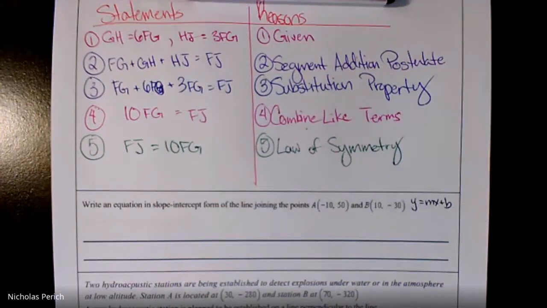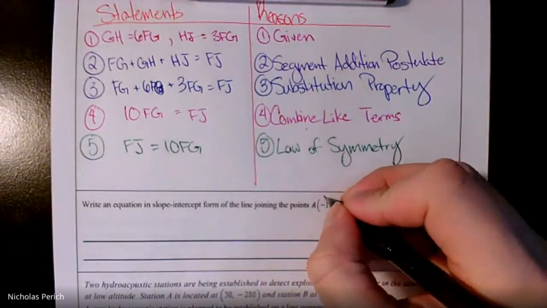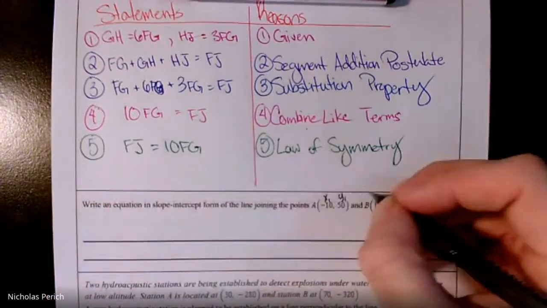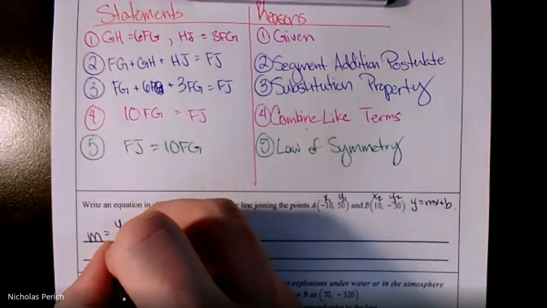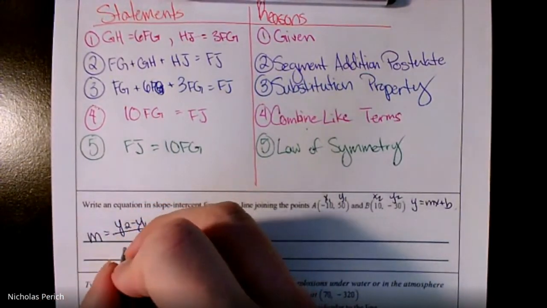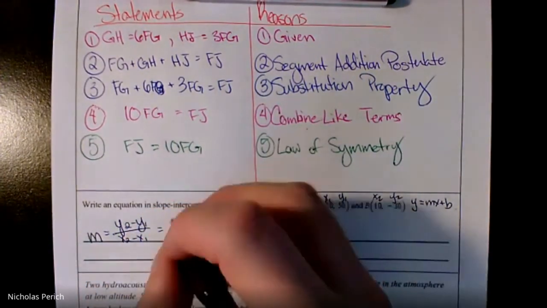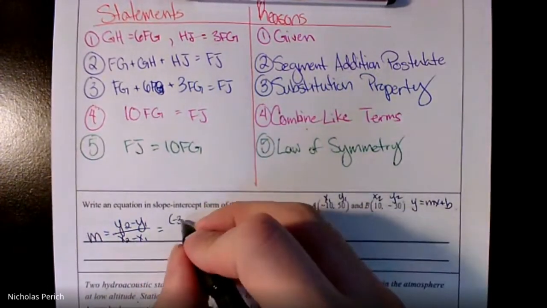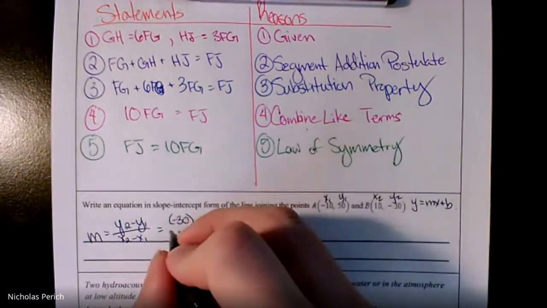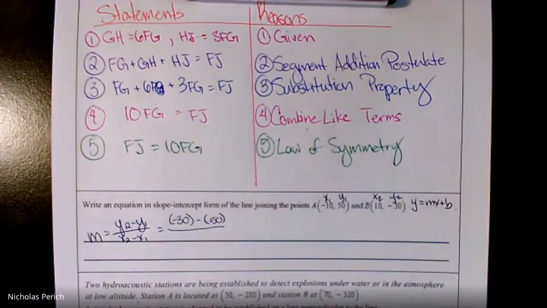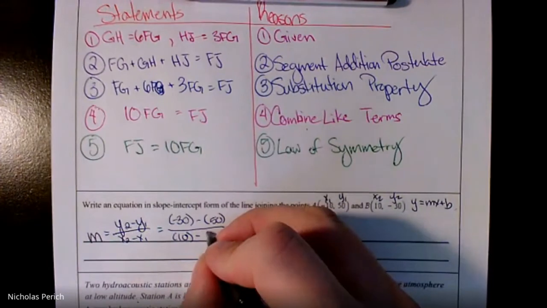Am I right? Write an equation in slope-intercept form. Well, slope-intercept form looks like that, so I need to find my slope first. X sub 1, y sub 1, and x sub 2, y sub 2. So the first thing I'm going to do is find my slope: y sub 2 minus y sub 1 over x sub 2 minus x sub 1. Y sub 2 is negative 30, minus y sub 1, which is 50, over x sub 2, which is 10, minus x sub 1, which is negative 10.